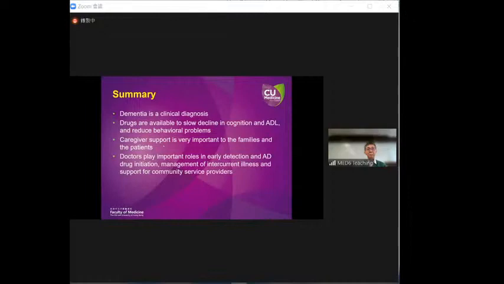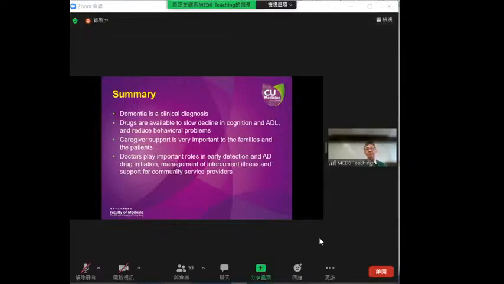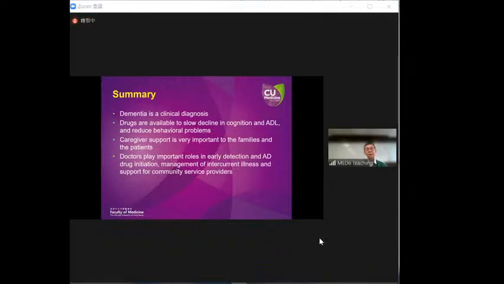Caregiver support is very important to the family. So it's part and parcel of the management of dementia, so don't forget about it. It's not just drug management, but also psychosocial interventions. Doctors play an important role in early detection and drug management. And GPs are also more likely to deal with intercurrent illness and refer them to appropriate community service providers to give psychosocial support to the family.